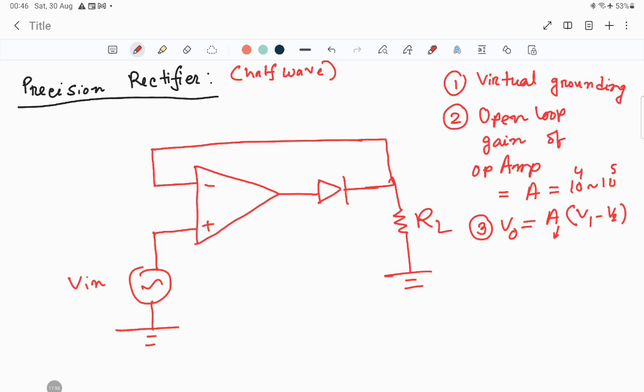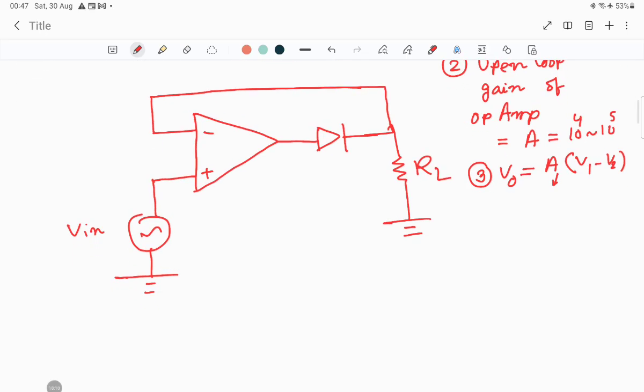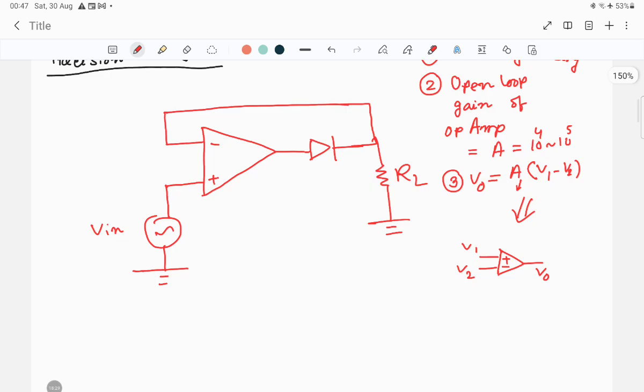So the open loop gain of op-amp is very high. Then how actually the voltages are being generated, that sort of thing is already familiar to you. So if you try to see, it will be like this: over here this is V1, this is V2, and this is V0. So these are the concepts that you need to know.